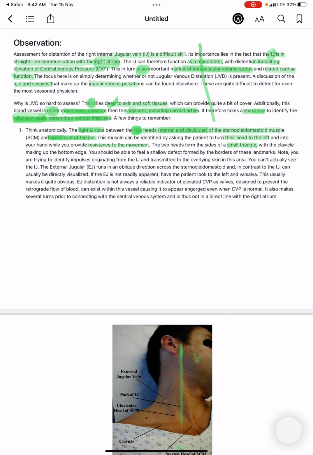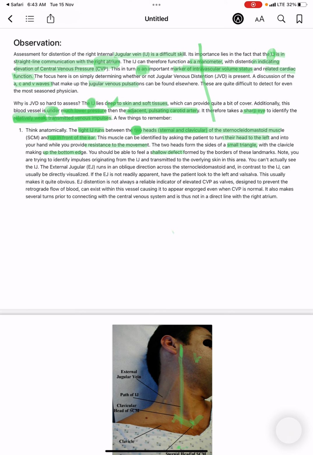This will be the sternal head and this will be the clavicular head. These two form a small triangle with the clavicle making up the bottom edge. You should be able to feel a shallow defect formed by the borders of these landmarks.